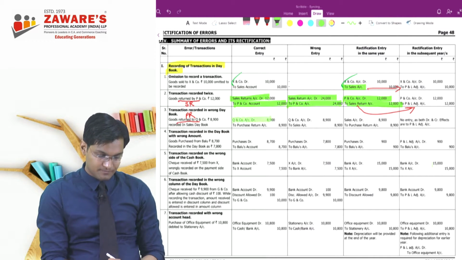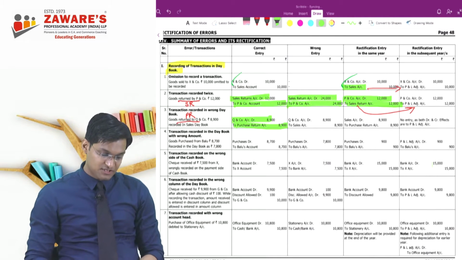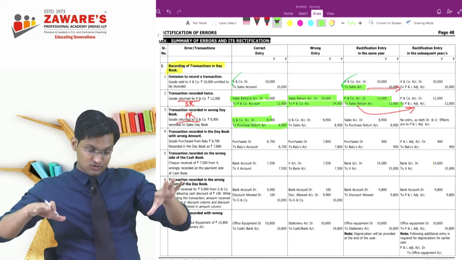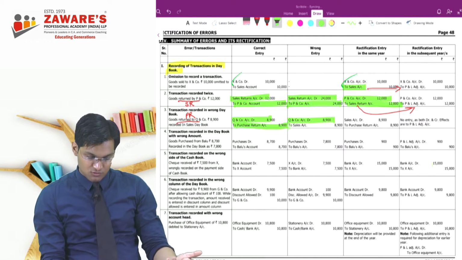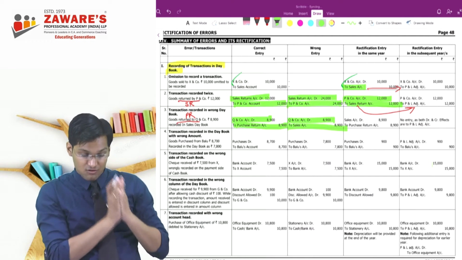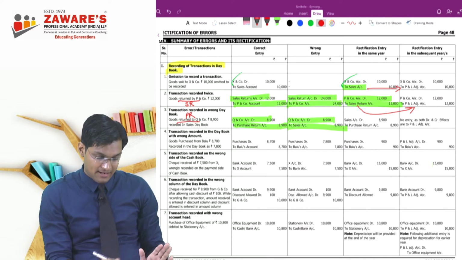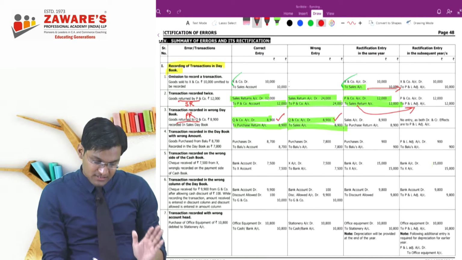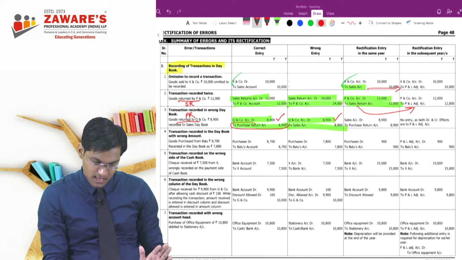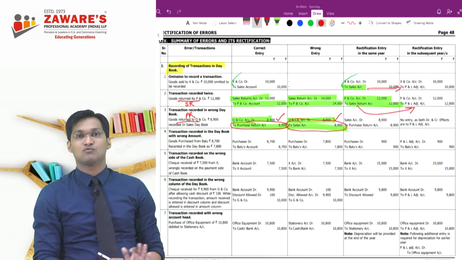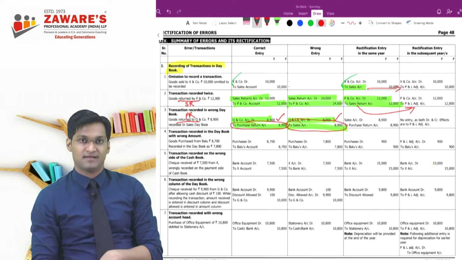Check over there. What is the wrong entry? It is recorded in the sales day book. It means you have treated it as a sales. So Q and Company account debit to sales account credit. Now if you analyze the correct entry and wrong entry, you will get to know that Q and Company debit होना चाहिए था, Q and Company correctly debit हुआ. लेकिन परचेज रिटर्न अकाउंट क्रेडिट होना चाहिए था, उसकी जगह कौन सा अकाउंट क्रेडिट कर दिया? सेल्स अकाउंट. अब इस एरर को कैसे रेक्टिफाई करेंगे?